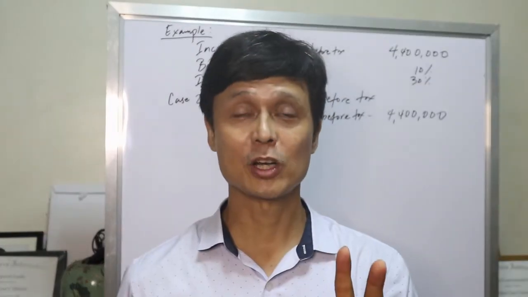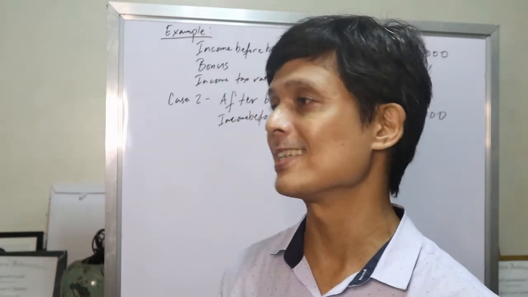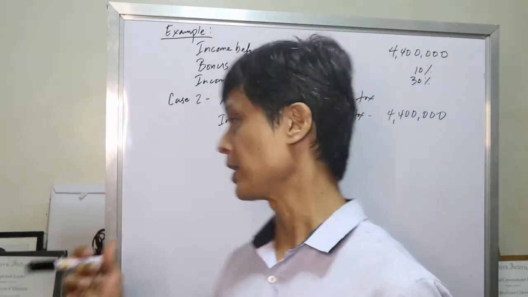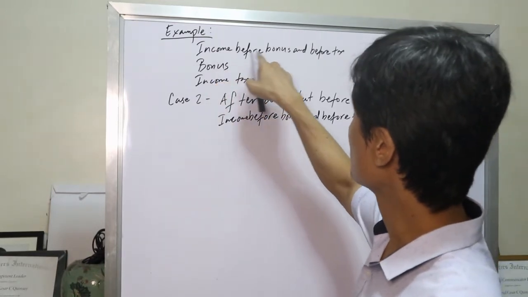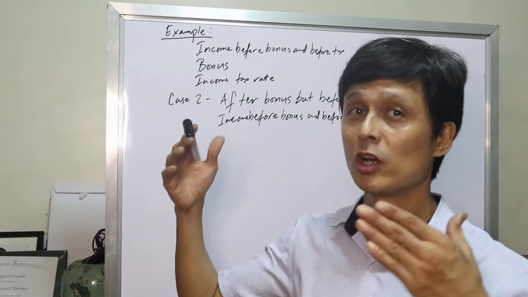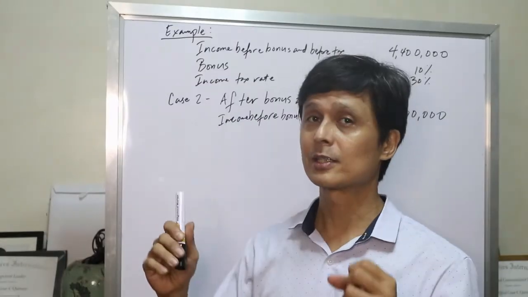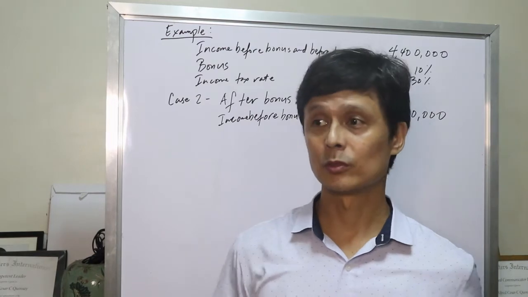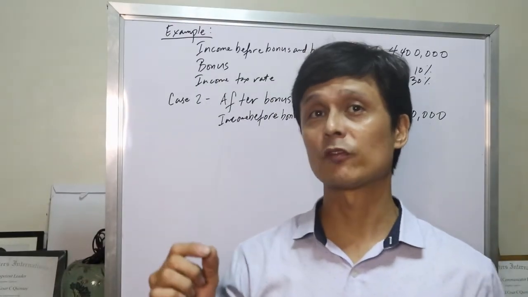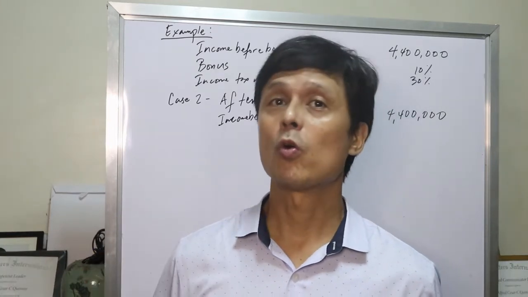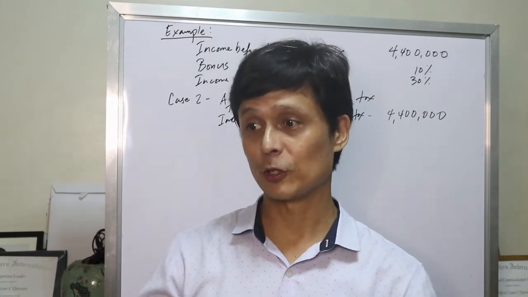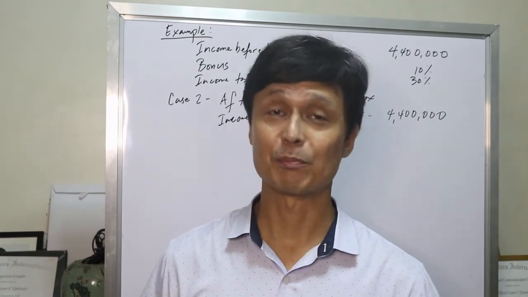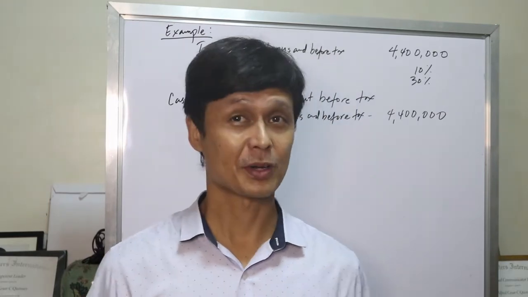Yun na yung sagot. Now, doon naman sa pangalawang case, which is the bonus of the officers and employees is based upon the income after bonus but before tax. So, meaning to say, itong income before bonus and before tax na to, hindi pa binabawas yung bonus saka yung tax. Pero dun sa second case, it says that after bonus but before income tax. Now, there are two ways to approach this. It's either you can solve this using the algebraic method or using yung percentage method, parang yung practical na method, no? So gawin natin yung practical na method para medyo mas madali.